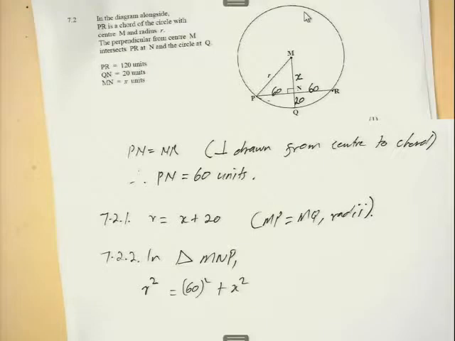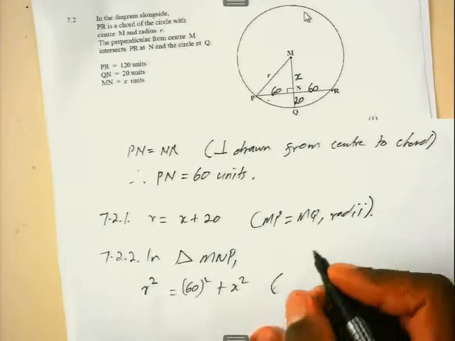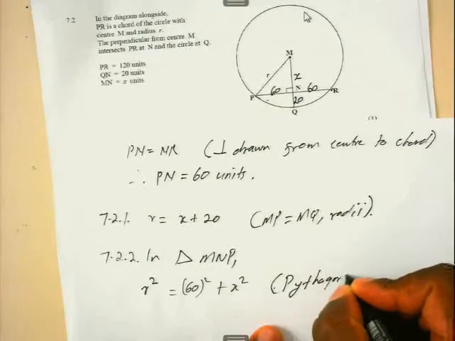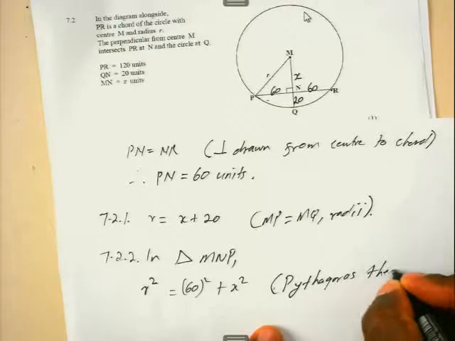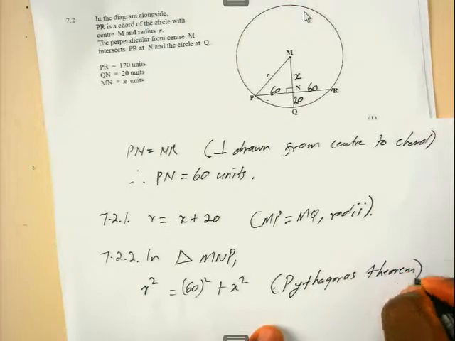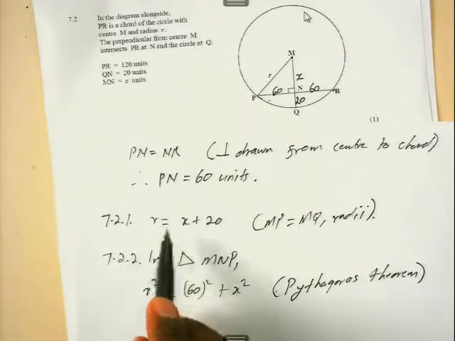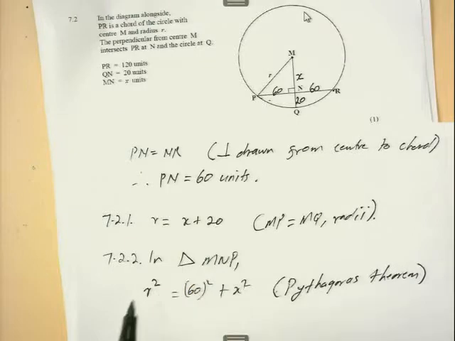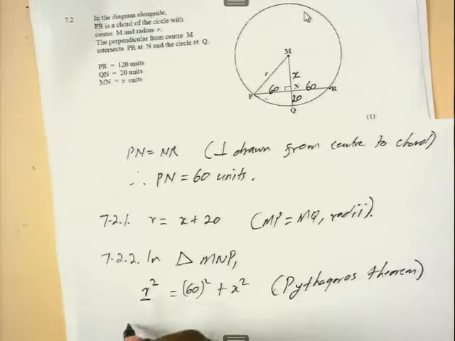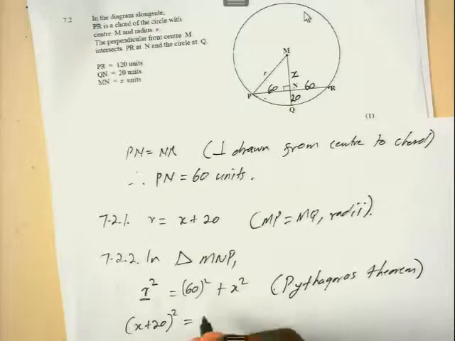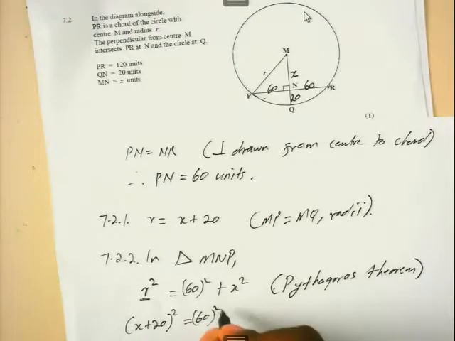It's geometry, therefore we must provide a reason for every statement. The reason here is Pythagoras theorem. Let's solve it. Remember from 7.2.1, R is equal to X plus 20. We substitute R by X plus 20, then you square it, which is equal to 60 squared plus X squared.